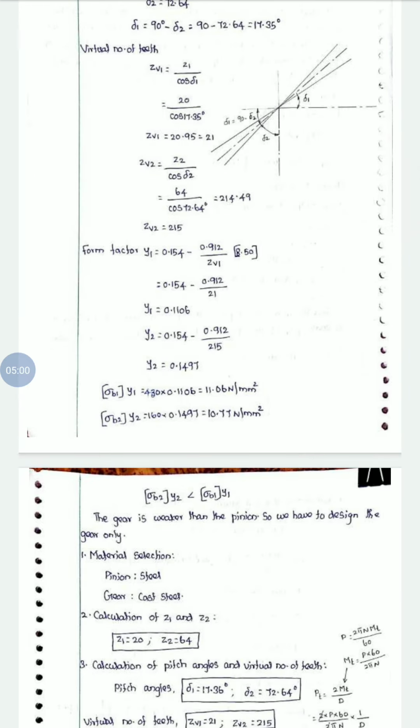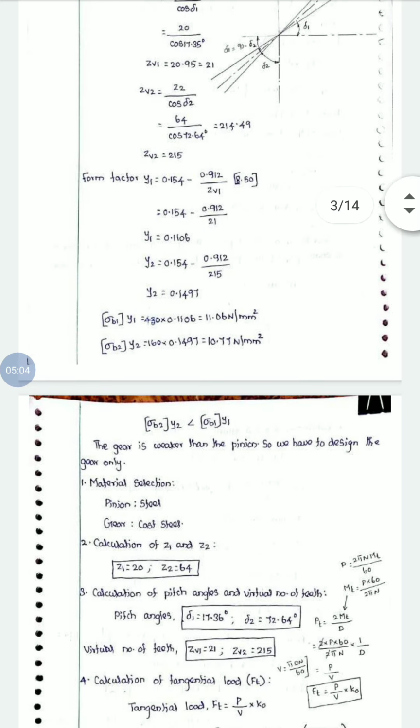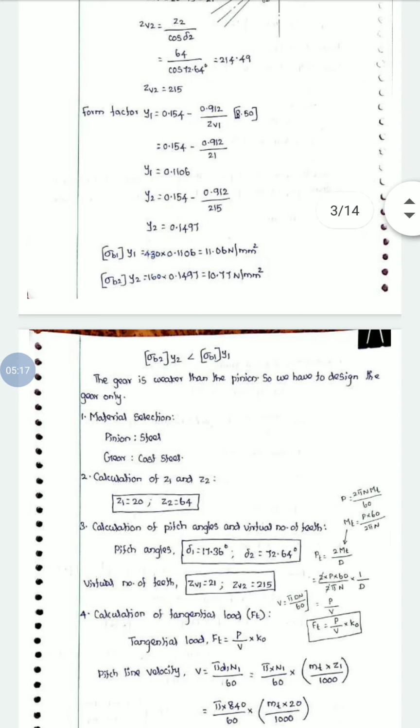Already we know that Z1 is equal to 20 by cos δ1, which is 17.35. So now we can easily find ZV1 is equal to 20.95, rounded off we can write it as 21. And ZV2 is equal to Z2 by cos δ2, where Z2 is 64 divided by cos 72.64, is equal to 214.9, which is nothing but 215.